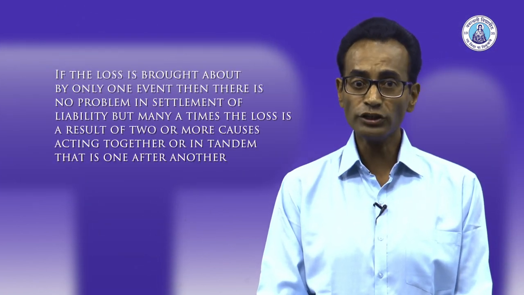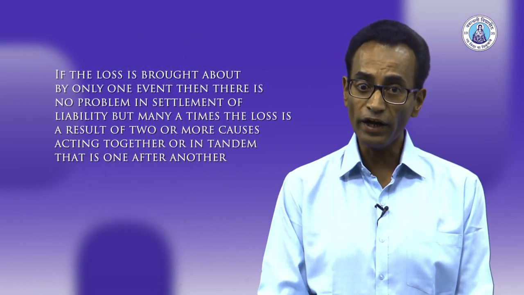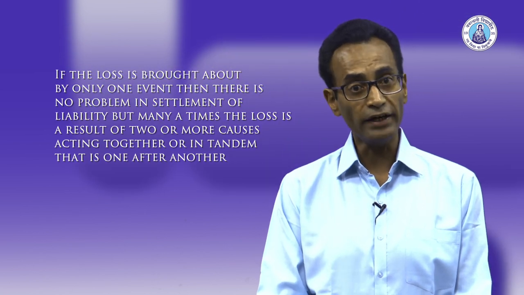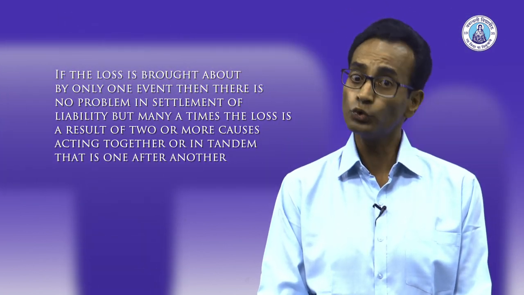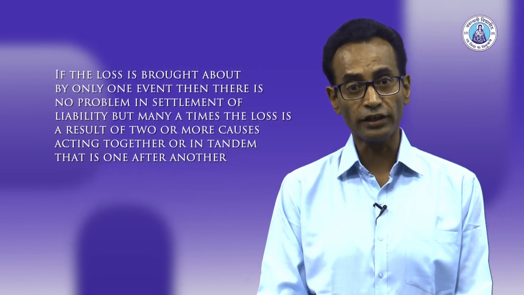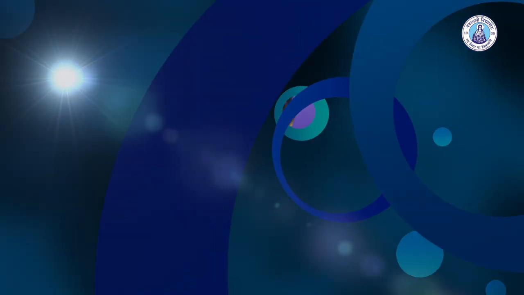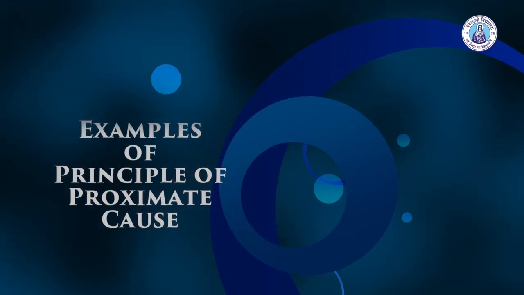Moreover, if the loss is brought about by only one event, then there is no problem in settlement of the liability. But many times, the loss is a result of two or more causes acting together or in tandem, that is one after another. In such cases, it is necessary to choose the most important, most effective, and most powerful cause which has brought about the loss. Let us understand this with the help of two different examples.